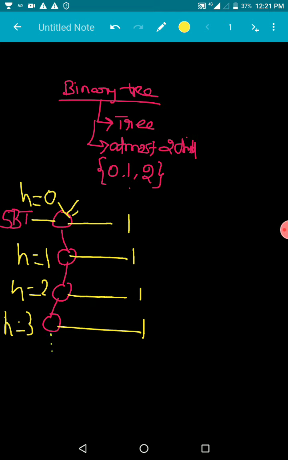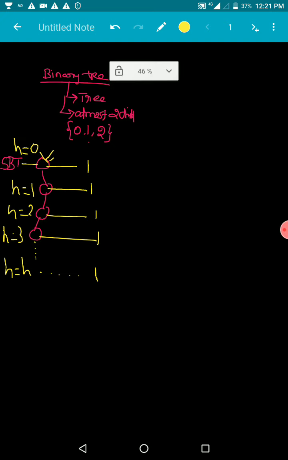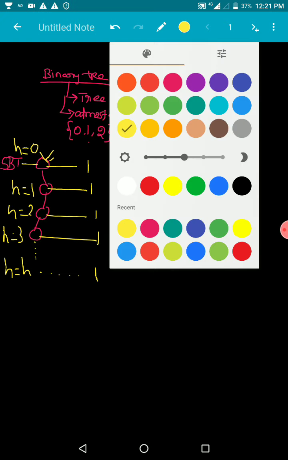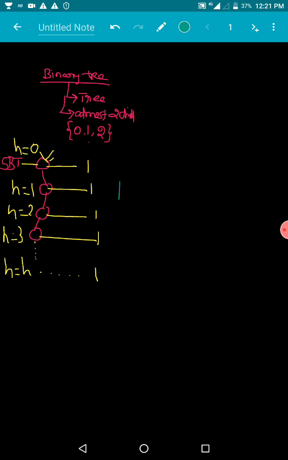So here, extended up to the height of the tree, the number of nodes is always 1. So, how to find the total number of nodes? For simplicity, I exclude the root node.